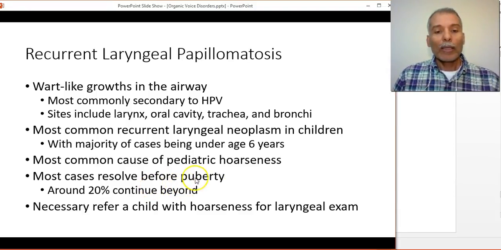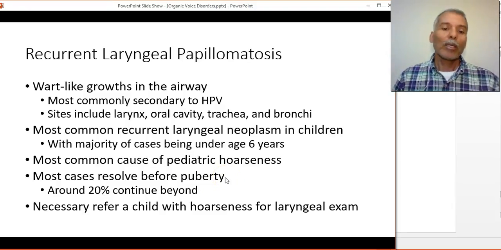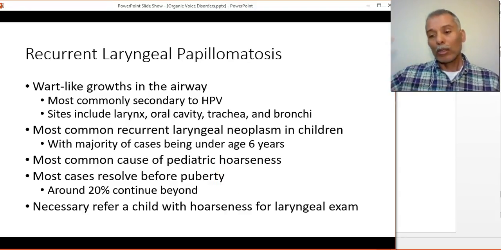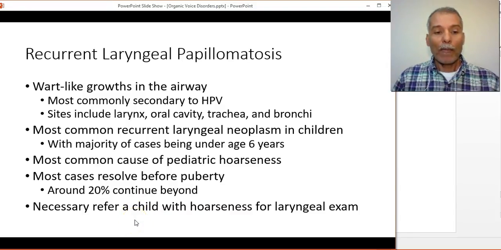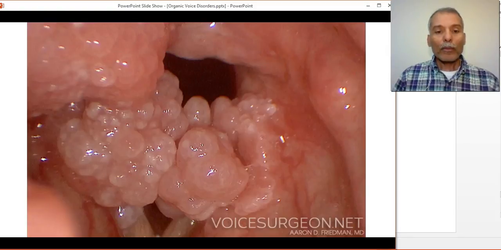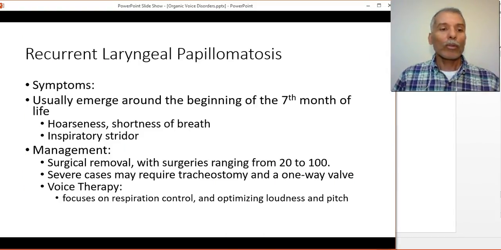In most cases, they resolve, as the person reaches puberty, usually between 15 and 16 years of age, but around 20% will continue beyond to various levels. So it is important to refer a preschooler who has a hoarse voice without hyperfunction, without upper respiratory infection, and whose hoarse voice has been there for a while. Symptoms usually emerge around the beginning of the 7th month of life, and they include hoarseness, shortness of breath, and respiratory stridor.